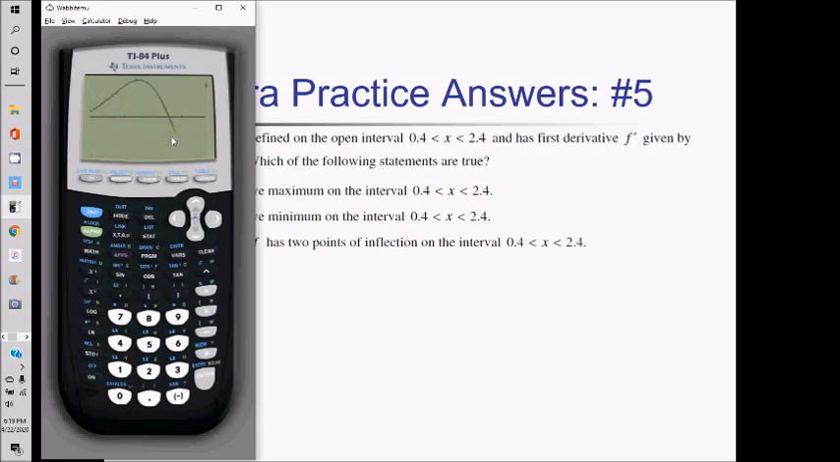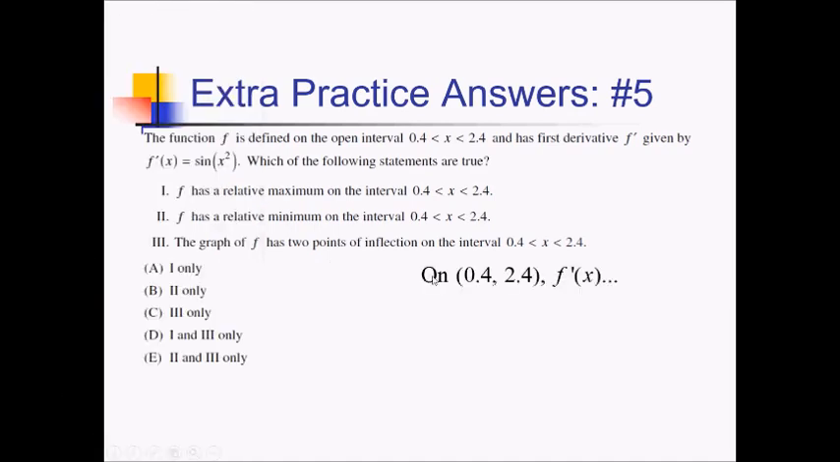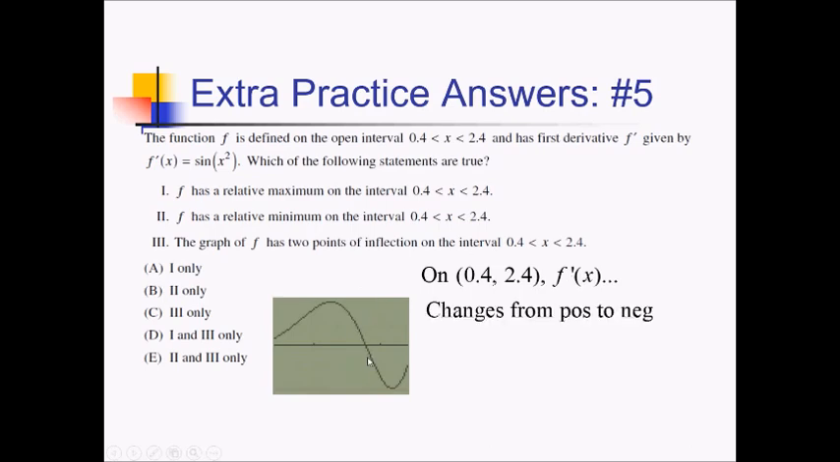So there's my f prime. And here's a picture of this, I notice on the interval from 0.4 to 2.4, f prime is changing from positive to negative, which means that we're going to have a relative max somewhere on that interval. We don't actually need to figure out where it is.